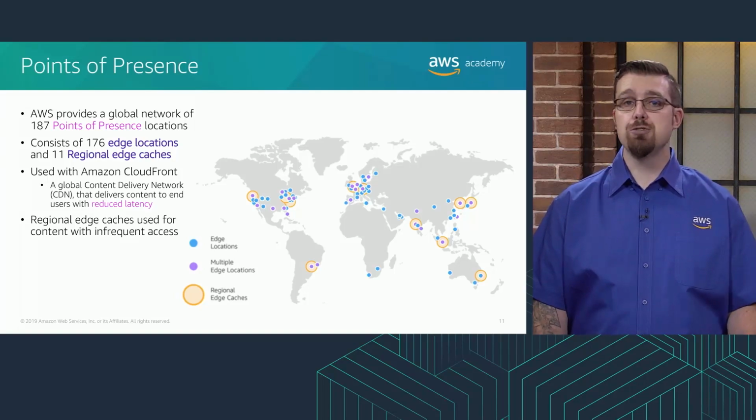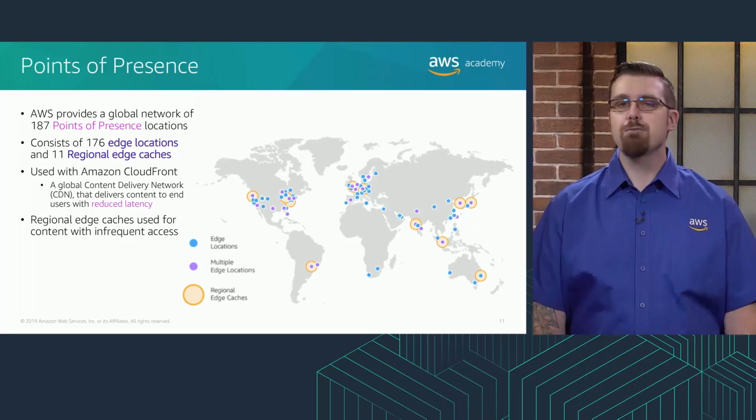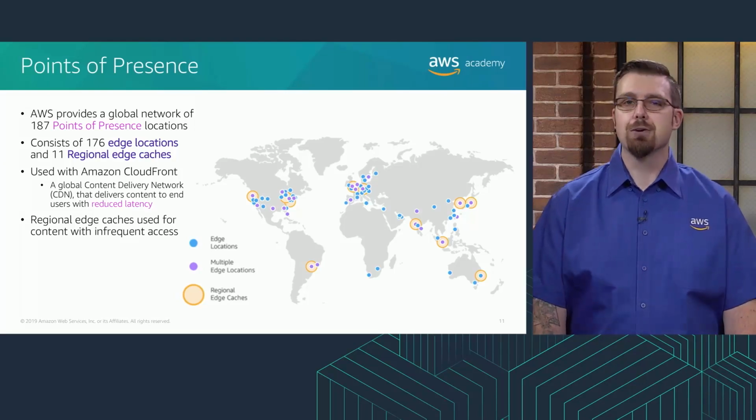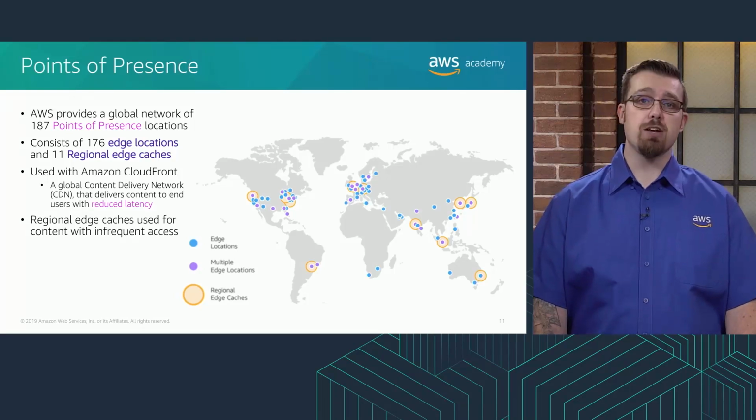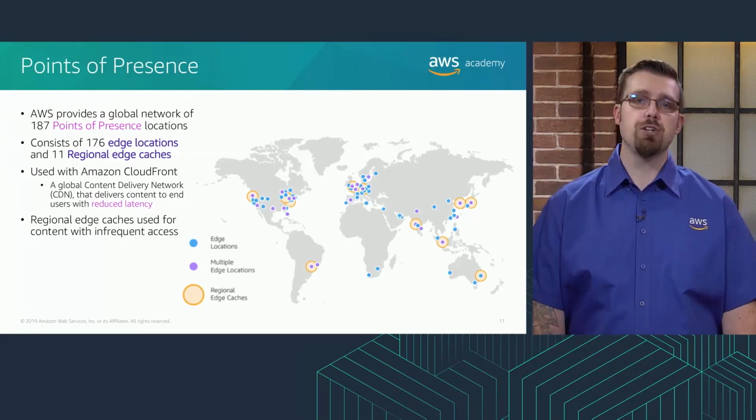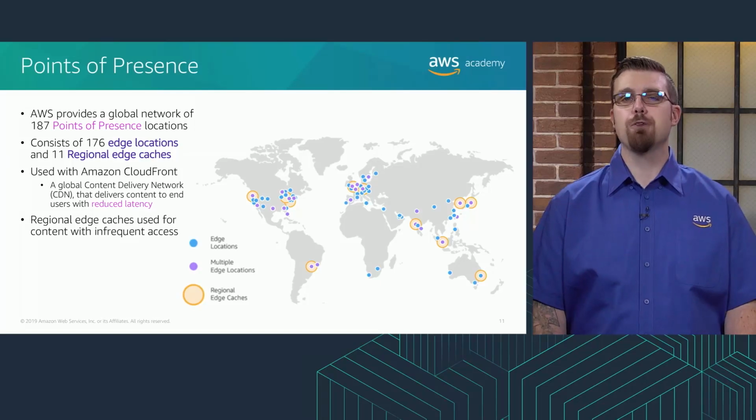Regional edge caches are used when you have content that is not frequently accessed enough to remain in an edge location. Regional edge caches absorb the content and provide an alternative to fetching content directly from the origin server.